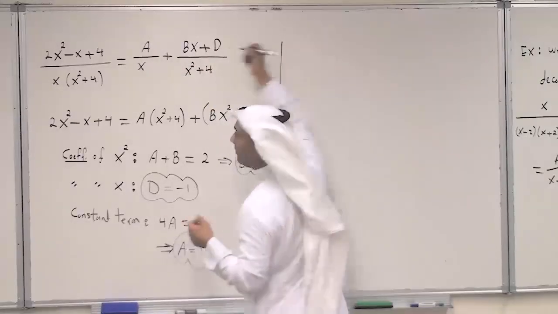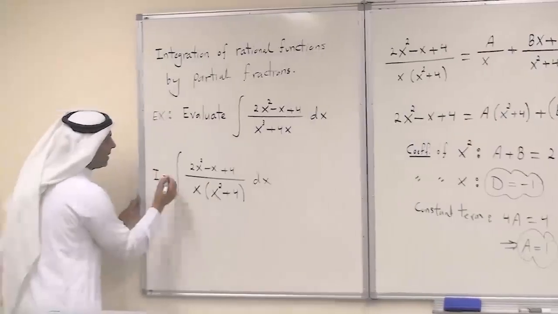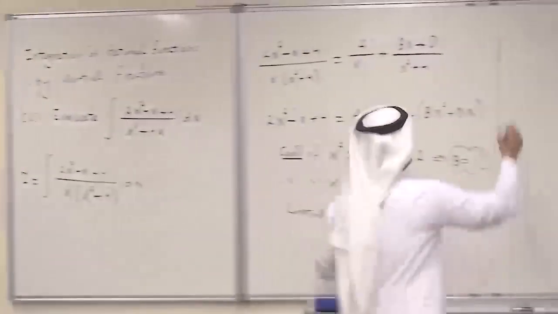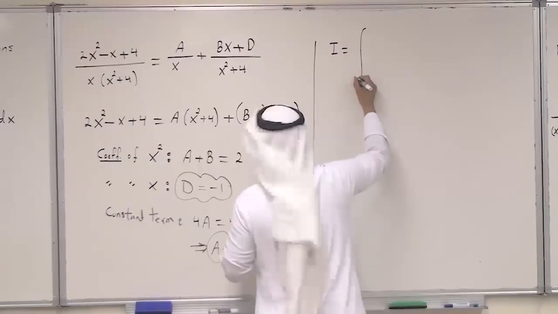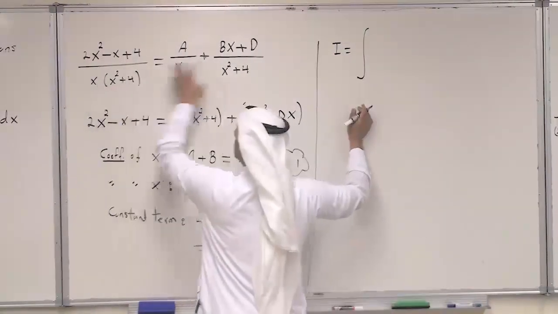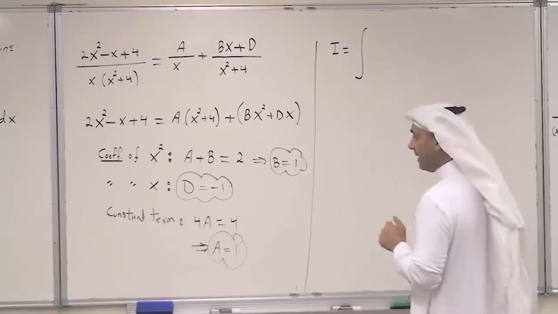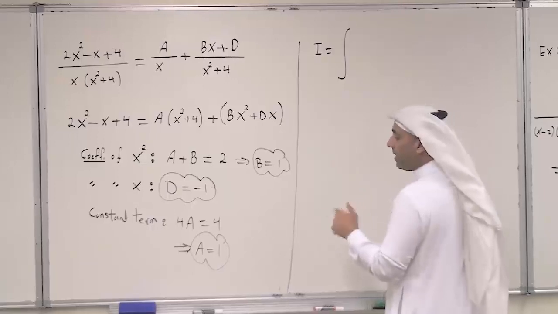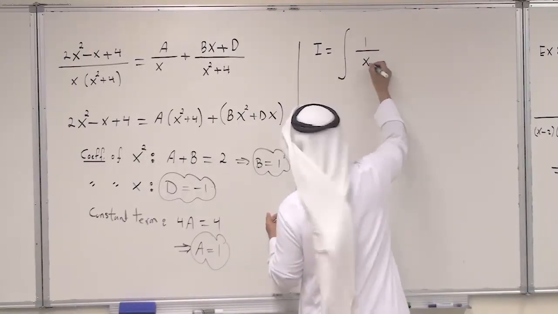So our integral, if you allow me, I will call this one I, not to copy it again. Our integral I will be equal to the integral of, look, the left hand side is equal to the right hand side. We will substitute for the values of a, b, and d. So what is the value of a? The value of a is 1. So what we have here is just 1 over x.